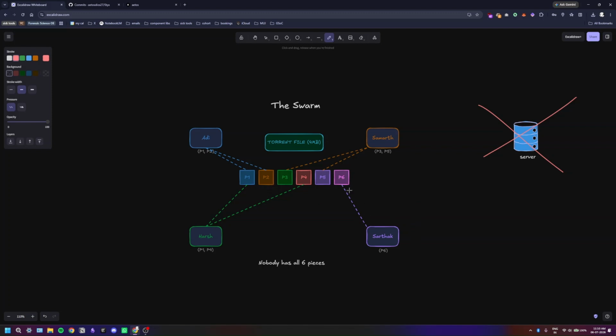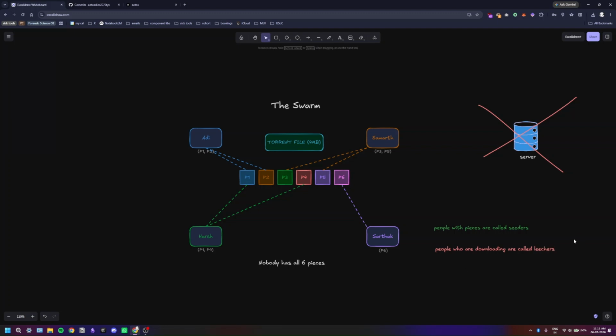The people who have the pieces are known as seeders. People with pieces are called seeders. And people who don't have pieces, or people who are downloading, are called leechers. Is that clear? It's just torrent lingo. You are free to understand it in any simplistic way you want, but this is the terminology that we will be using for the rest of the video. So all of these guys are seeders since they have some piece of the main file.